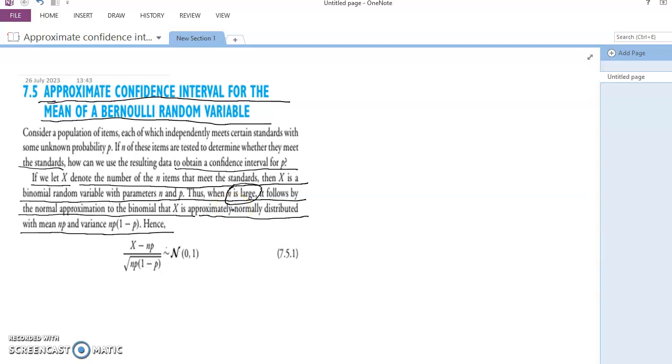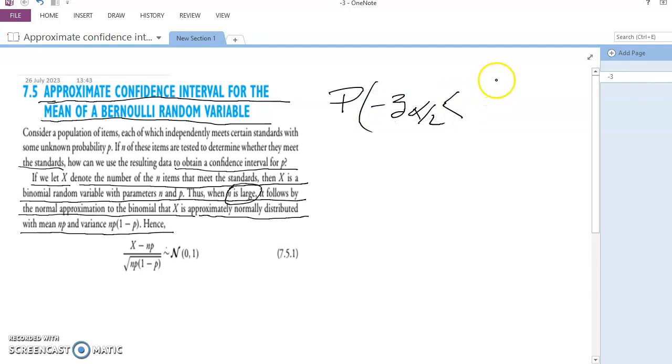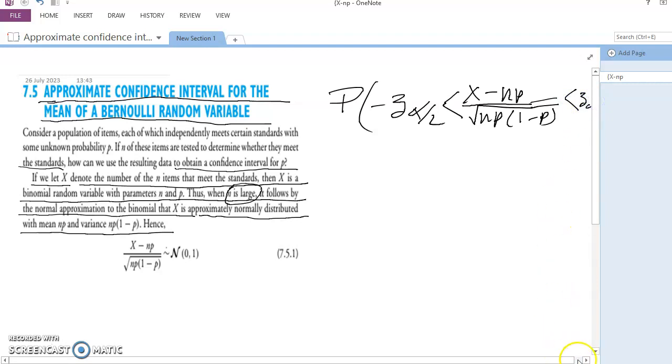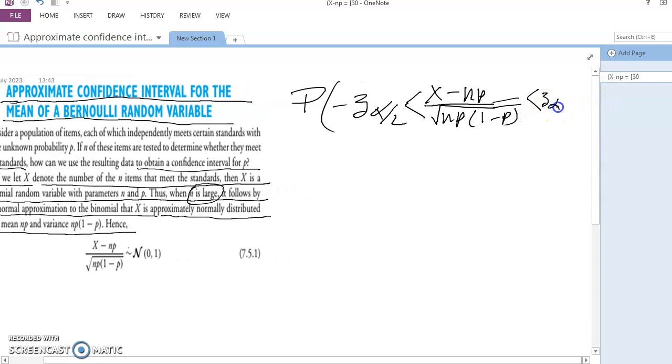Hence, (X minus np) divided by the square root of np(1 minus p) is approximately normal with mean 0 and variance 1. So friends, I can write this as: minus z alpha by 2 less than (X minus np) divided by the square root of np(1 minus p), less than z alpha by 2. This is equivalent to a confidence level of 1 minus alpha.